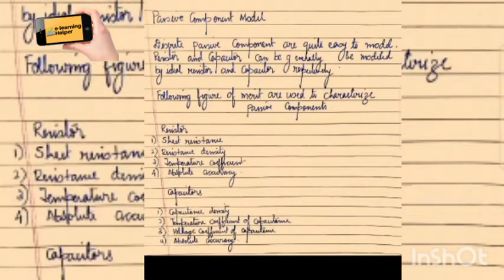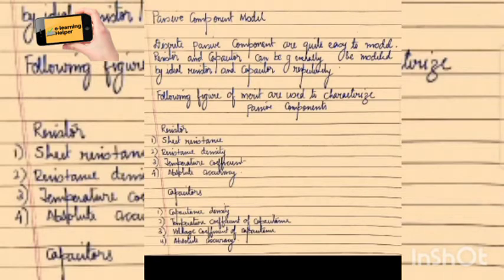Now, as we know, we basically have two passive components that we deal with in electronics: the resistor and the capacitor. The resistors and the capacitor are called the passive components. Now, we are going to discuss the passive component model. Discrete passive component models are quite easy to model. The resistor and the capacitor can generally be modeled by an ideal resistor and an ideal capacitor respectively.